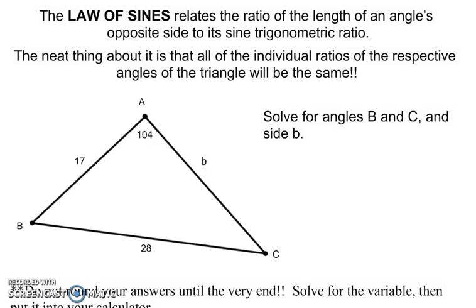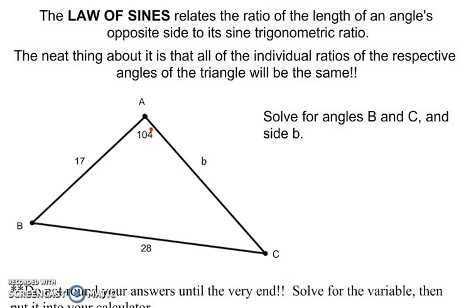Okay, so let's try to do an example with the law of sines. Let's see. So go ahead and put down this triangle on your paper, and let's solve for angles B, angle C, and side B. Well, I'm only seeing one angle here that I have. This is degrees, by the way. So I have 104 degrees. So let's solve for one of these missing angles.